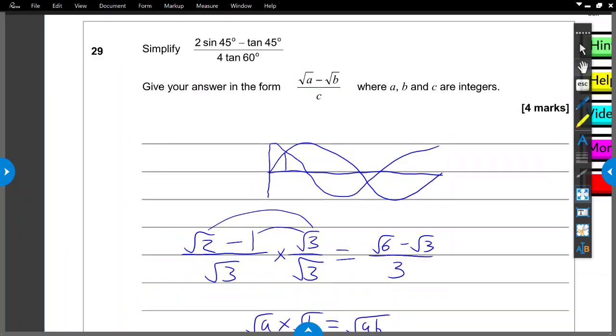Now let's see if we're in the form which we need to be up here. Yes, we are, because we've got a root of an integer, which is 6, minus the root of another integer, which is 3, and it's over 3. So we've answered the question. This is our answer. It's best to put it on the answer line just to make it clear that that's what's going on, but if the examiner does see it somewhere within your working out and that's your answer, then that's fine, just leave it there.